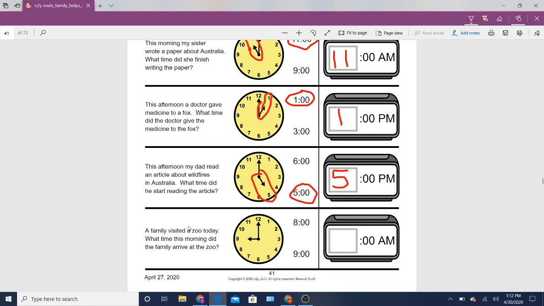Last one, a family visited a zoo today. What time this morning did the family arrive at the zoo? Again, let's look at the little hand pointing to, you got it, the 9. So we know it's 9 o'clock. We're going to write in the 9. And again, morning is AM.